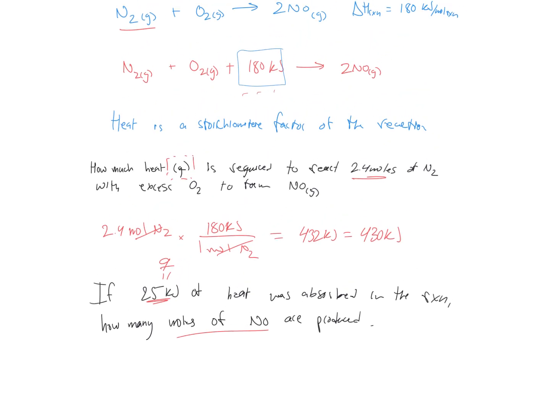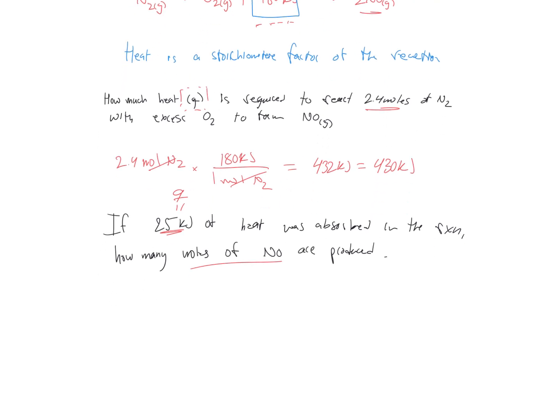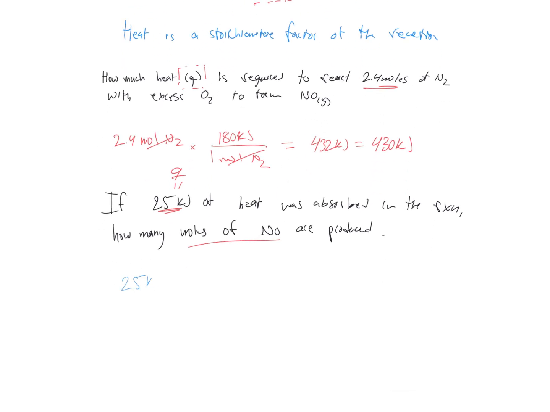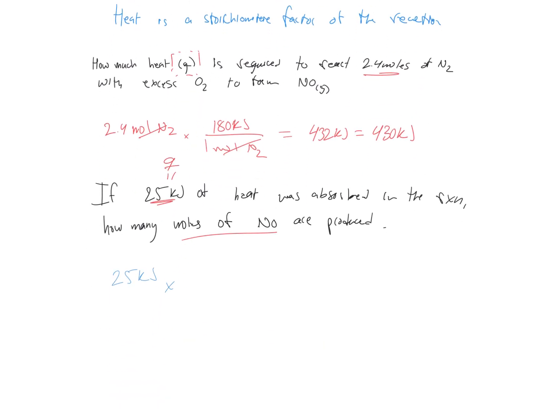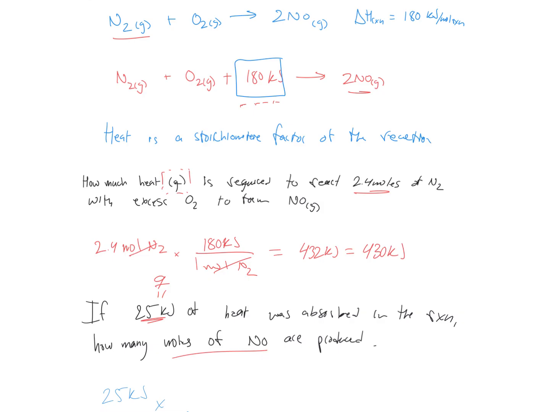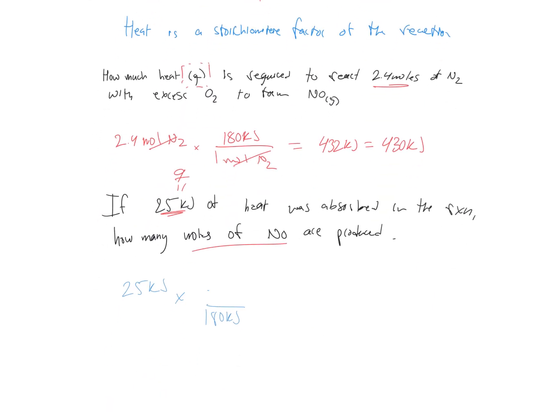And again, we just need to look at this equation here, right? Heat is on our left side, moles of NO is on our right side. And so just like any other stoichiometric reaction, we can convert between the two. And so we can say we have 25 kilojoules of heat. In the reaction, we require 180 kilojoules. And if you react 180 kilojoules, you get 2 moles. And so it's 2 moles per 180 kilojoules. Again, the units will cancel out, and we get 0.28 moles of NO.